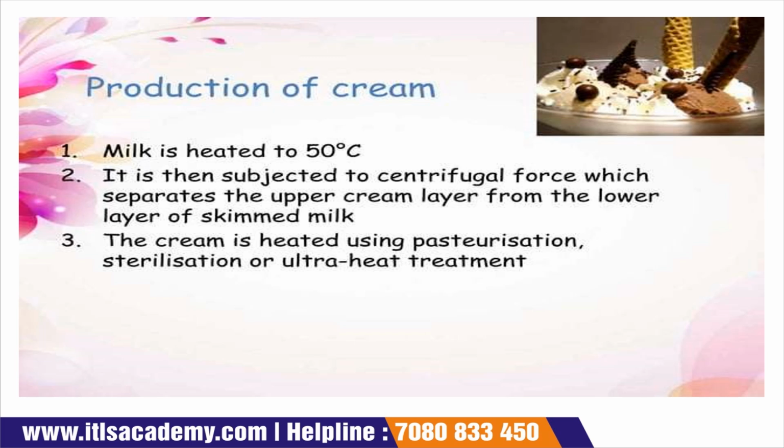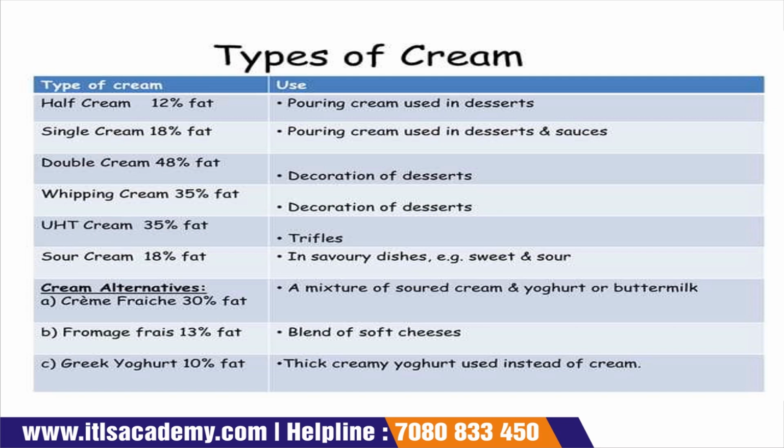Now, production of cream. Milk is heated to 50 degrees Celsius. Then it is subjected to centrifugal force, which separates the upper cream layer from the lower layer of skim milk. Then cream is heated using pasteurization, sterilization, or ultra heat treatment. Now these are the types of cream: half cream, which contains 12% fat, single cream 18%, double cream 48% fat, whipping cream 35% fat, UHT cream contains 35% fat, and sour cream contains around 18% fat.